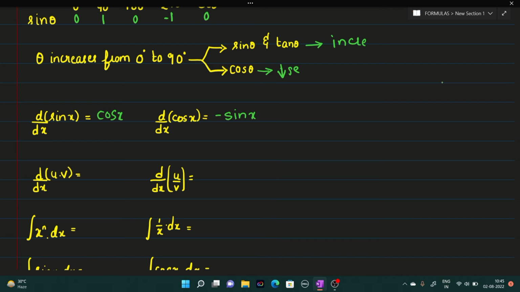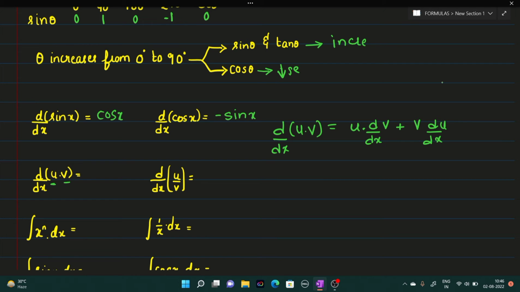When two functions, u and v, are multiplied, their expansion is done in this manner. d by dx of u into v is equal to u d by dx of v. So first we differentiate v and multiply it with the first one, that is u. Then we add it up, and now we wrote u outside, so now we write v outside and differentiate u, d by dx of u.